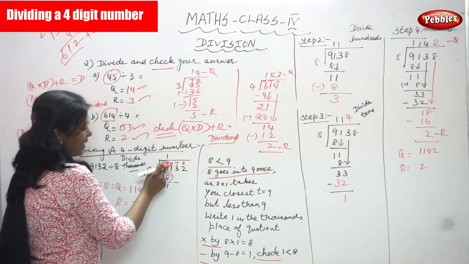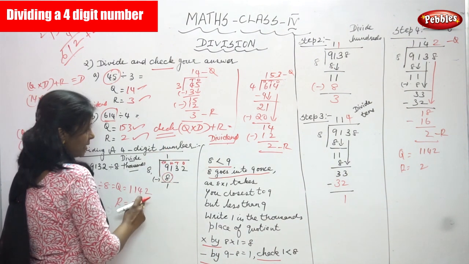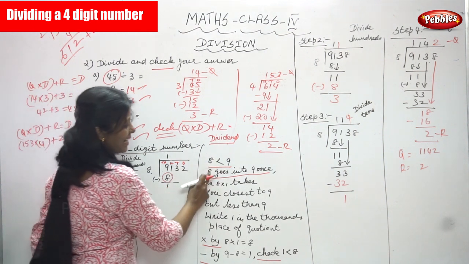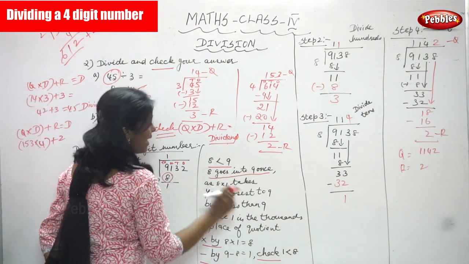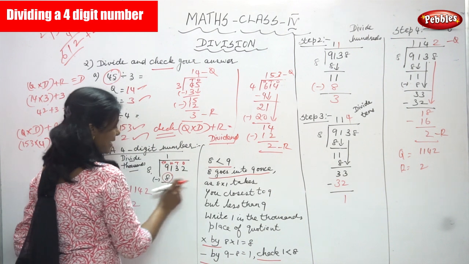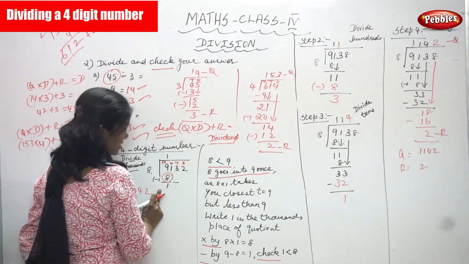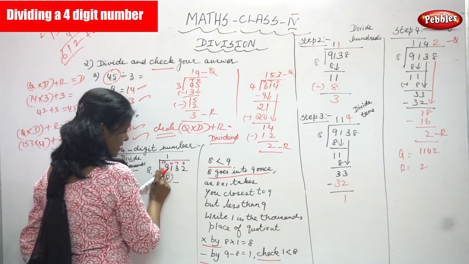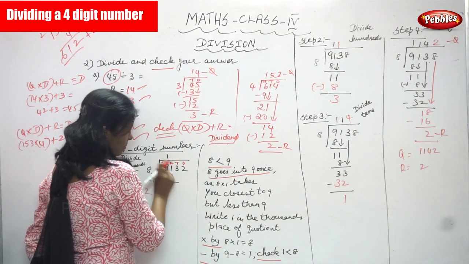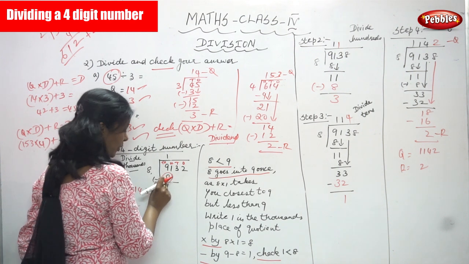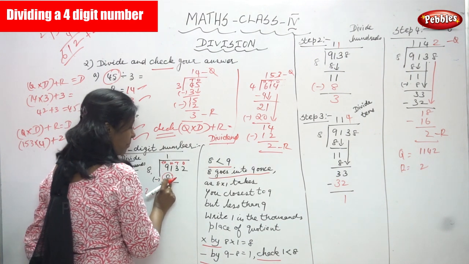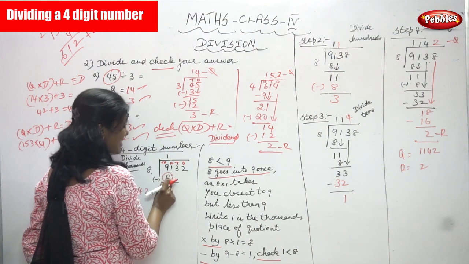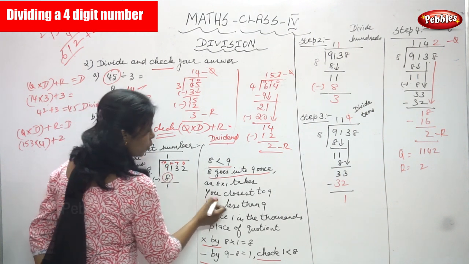So 8 into 1 is 8, I must write it here. 8 is less than 9, and 8 goes into 9 once, as 8 into 1 takes you 8. The 9 is always in the 1,000 place value, so you have to write 8. This number is always less than 9, closest to 9.